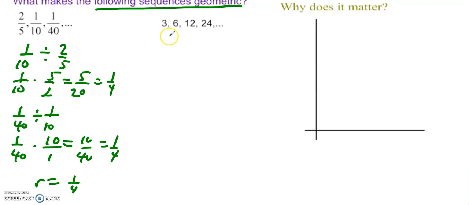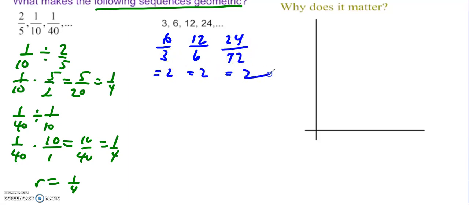In this example, if I take the second term divided by the first, the third term divided by the second, the fourth term divided by the third, it looks like each time I get a ratio of 2, which means that my common ratio is 2 and it is geometric. So both of these, the common ratio determines that. And again, the question is, why does it matter and how does this relate to a graph?